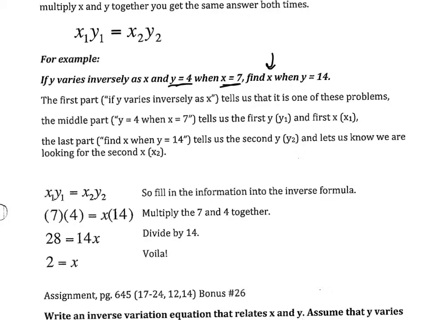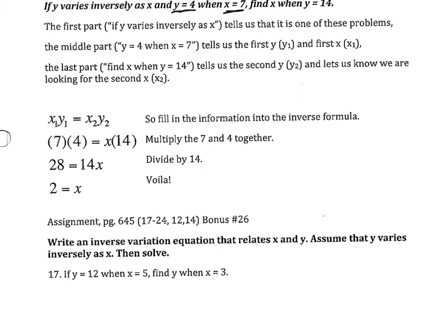The first part tells you that we can do one of these problems. We can multiply the first two numbers, divide by whatever other number we have, and then get our answer. So what does this mean? When I look at this particular problem, I know that 7 times 4 from our original example are the two numbers we're going to multiply on the left-hand side. We then say it equals x times 14 because y is 14.